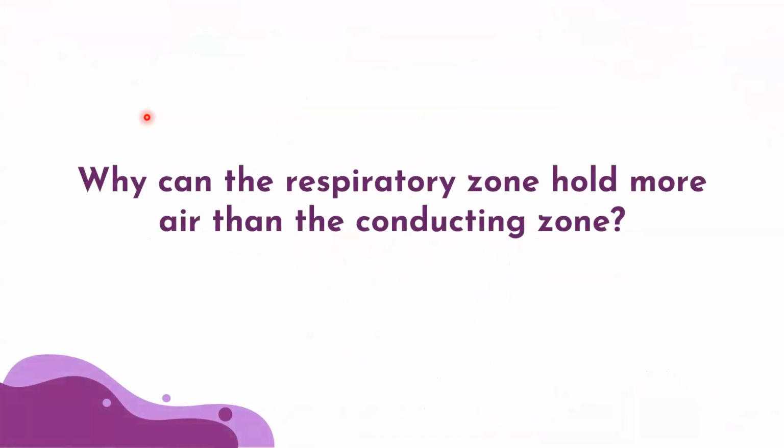Also, we can answer this question: why can the respiratory zone hold more air than the conducting zone? When we were discussing these two zones, I mentioned that the conducting zone has a very minimal volume of air, whereas the respiratory zone has a much higher volume of air. One way to think about this is that you have, for example, 30,000 terminal bronchioles, and if you take the collective diameter of these 30,000 bronchioles, they can of course hold a larger volume of air. Plus, combine that with the fact that there's less resistance here as well. That's just one way to remember this.